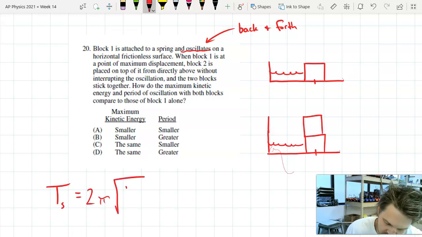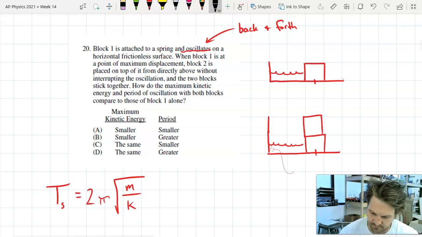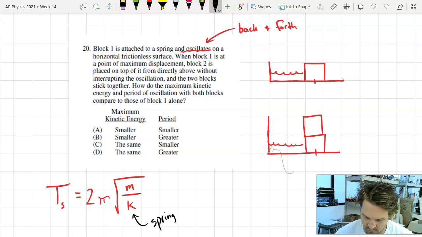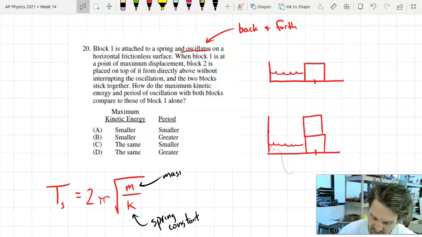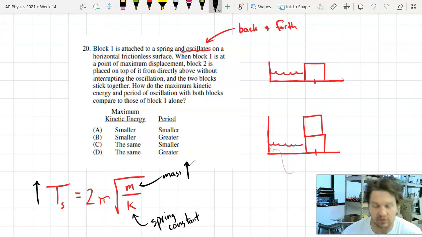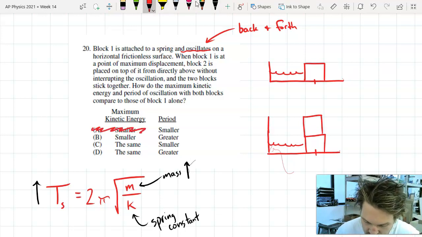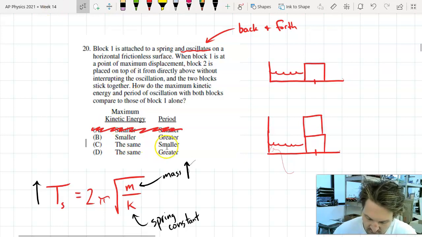Now, what things affect period of a spring? Well, spring constant, this is the spring constant, and M is the mass. So what actually changed when we dropped another block on top? Well, the mass got bigger. So if the mass increases, the thing in the numerator increases, that's going to make the period increase. So we know right away the period needs to increase. So A is out because it said the period is smaller. And then C said the period is smaller, so C is out.